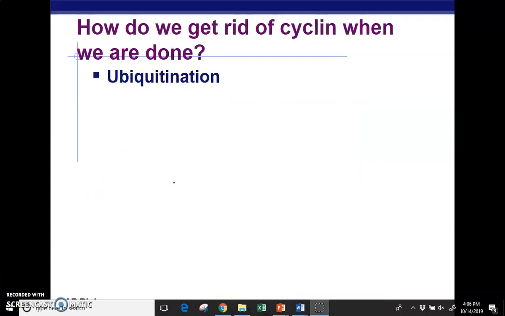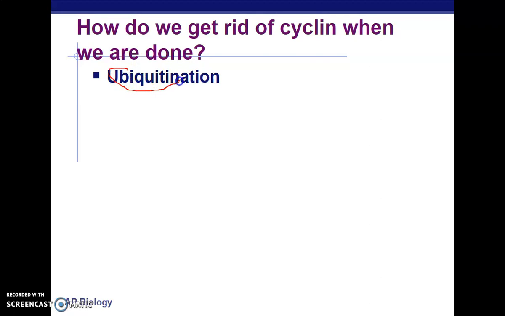So you might think that if cyclin's there, it's going to be dividing forever. But there are times we're going to want the cell to stop dividing, and so we have to get rid of cyclin. How do we get rid of cyclin when we're done? The answer is that we ubiquitinate it, or we add a protein tag, which is known as ubiquitin. When we add ubiquitin to a molecule, we call it ubiquitination, and that signals for it to be degraded. There's a new organelle that we're going to learn, called the proteasome.